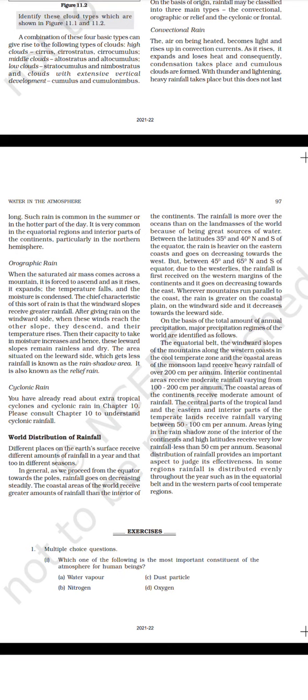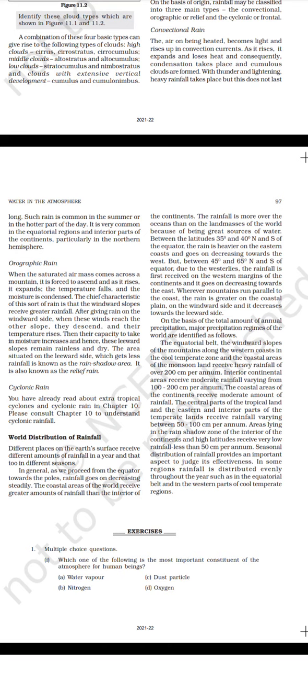The central parts of the tropical land and the eastern and interior parts of the temperate lands receive rainfall varying. The rain shadow zone of the interior of the continents, and high latitudes receive very low rainfall, less than 50 centimeters per annum. Seasonal distribution of rainfall provides an important aspect to judge its effectiveness. In some regions, rainfall is distributed evenly throughout the year, such as in the equatorial belt and in the western parts of cool temperate regions.